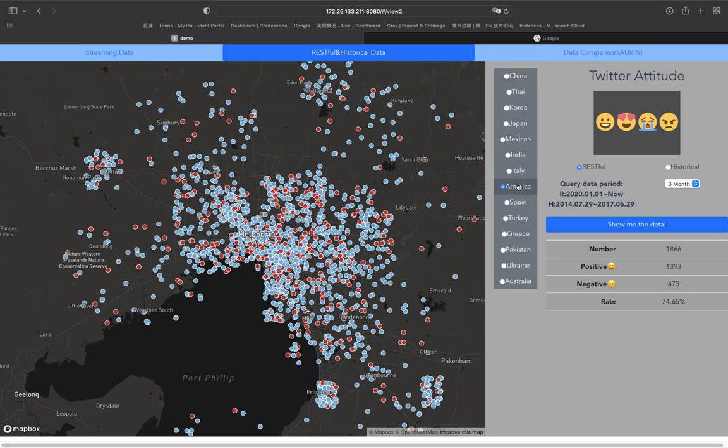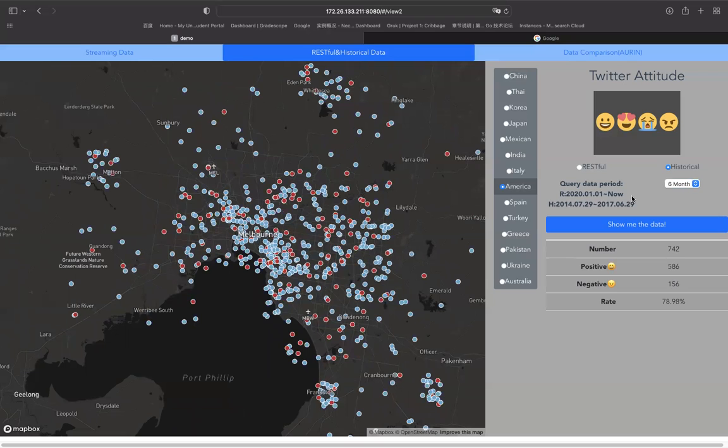Also, we can change to another one. We can check the historical data of American food in 6 months. Yeah, it follows the same pattern, right? The blue dots represent the positive tweets, while the red dots represent the negatives. By observing the results calculated by the application and the color partition displayed by the map tool, we can tell that the satisfaction rate of every type of food is around 70% to 80%.